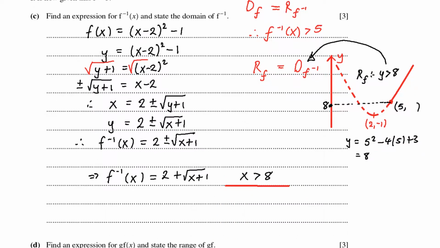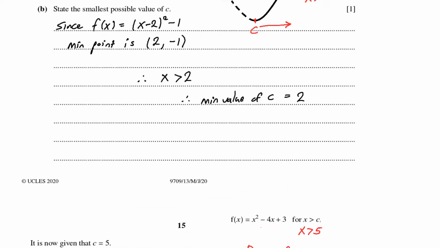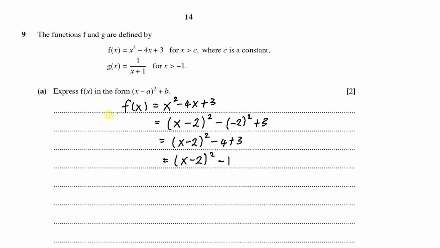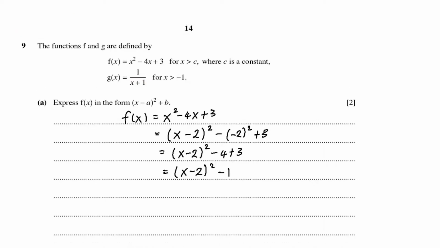Let us now scroll down to part D. Find an expression for g f of x and state the range of g f. So here, this is a composite function, g of f of x. And we know from the question that the function g of x is defined as 1 over x plus 1. So let's take this.